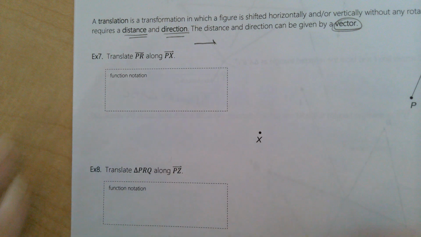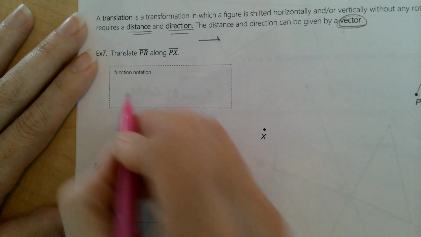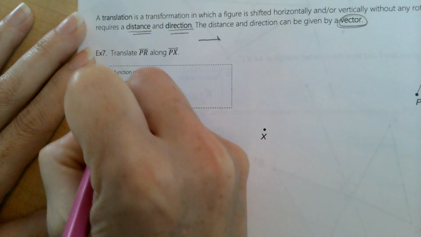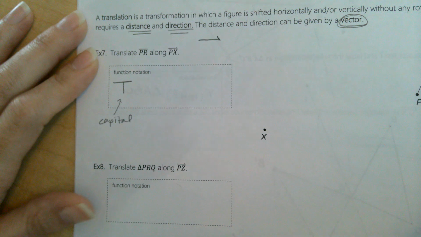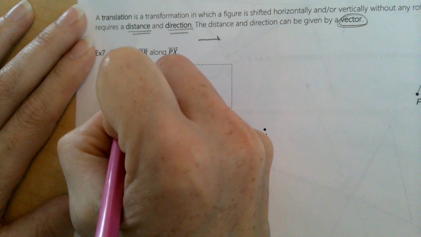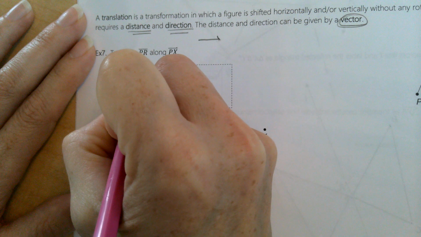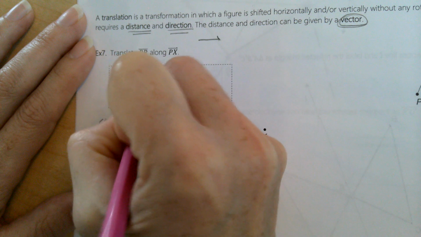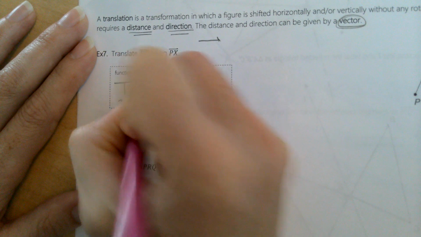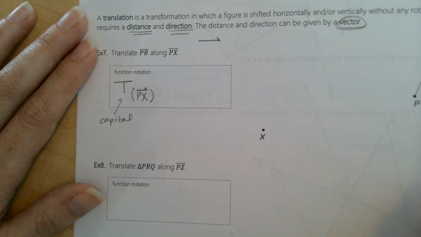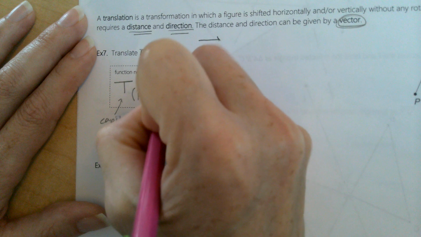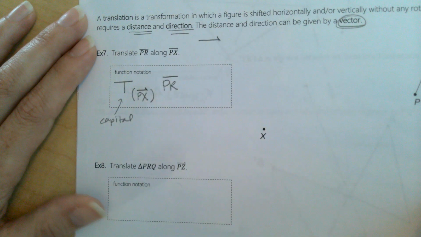All right, so this is how we write it. Translation is a capital T. Okay, so it has to be capital. And then as a subscript, we're going to put the vector. So this vector is PX. And then we put the little line with the little barb. And then what we are translating, which is PR, and it's a segment.